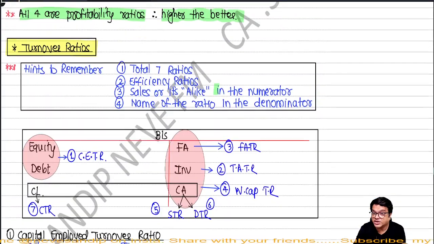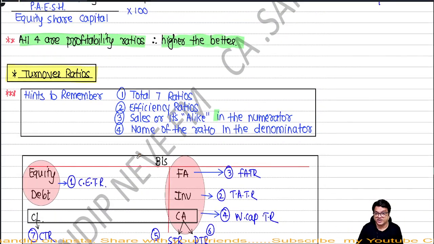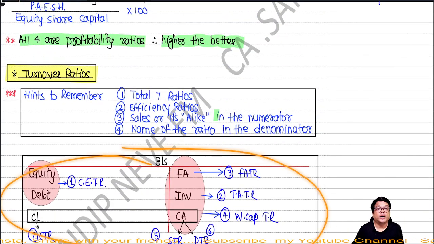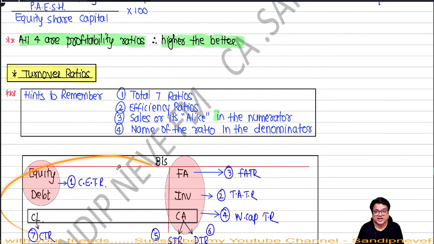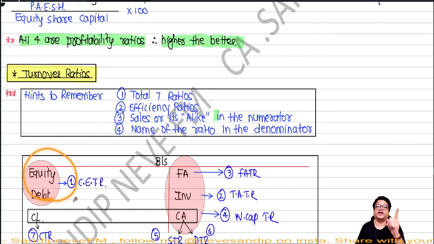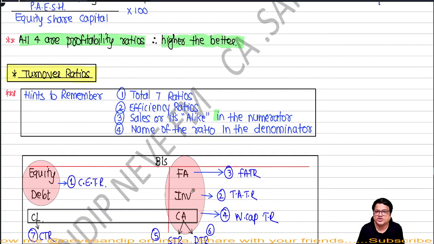People, hope you remember this thing that we had discussed earlier. What we had discussed, you remember? Let's see. Imagine a balance sheet. We have equity, debt, and current liabilities. We have fixed assets, investments, and current assets. So first of all, on the liability side, you have capital employed. So the first ratio, capital employed turnover ratio. What do you do with all this capital employed? You buy fixed assets, investments, and current assets.